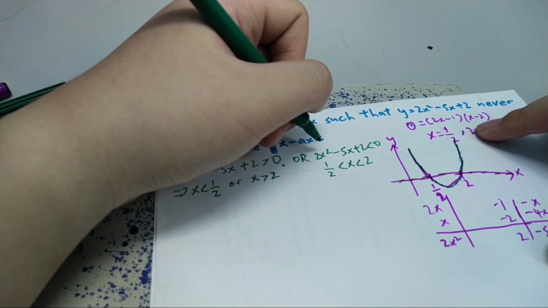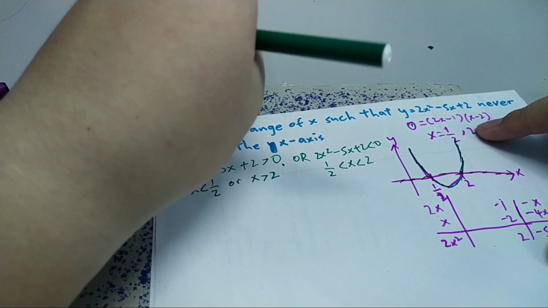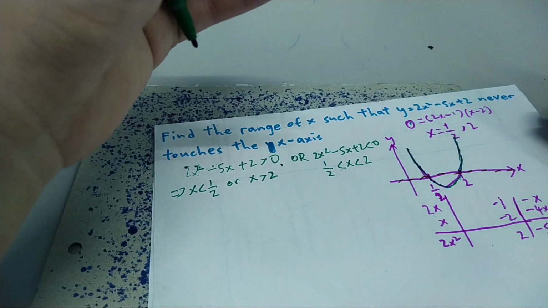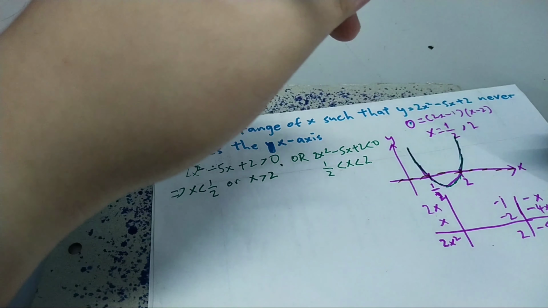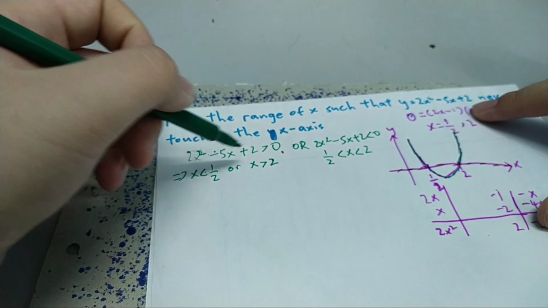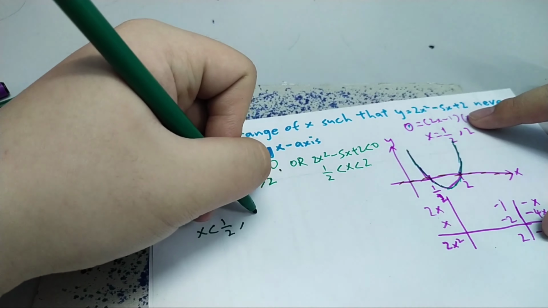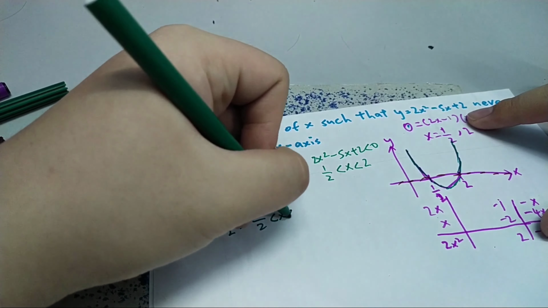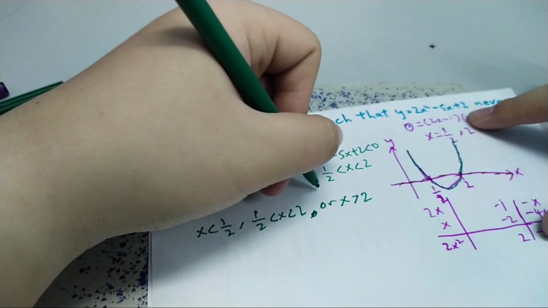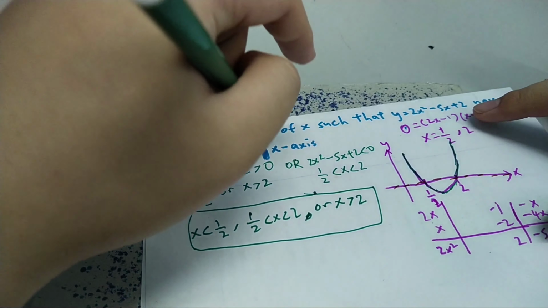Do we need to find the overlapping region? No, because these are cases of one or the other, so you don't find the overlapping region. Rather, you combine the regions together. So our final answer is x less than 1 over 2, or x in between 1 over 2 and 2, or x bigger than 2, and we are done. This is the answer for this question.